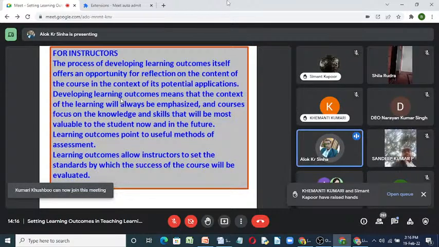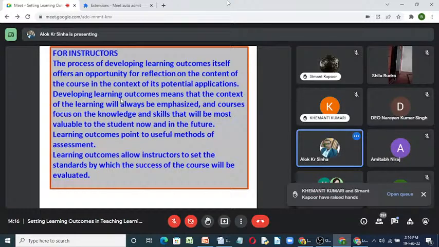It equally benefits instructors or teachers also. The process of developing learning outcomes itself offers an opportunity for reflection on the content of the course in the context of its potential applications. Developing learning outcomes means that the context of the learning will always be emphasized and courses focus on the knowledge and skills that will be most valuable to the student now and in the future.